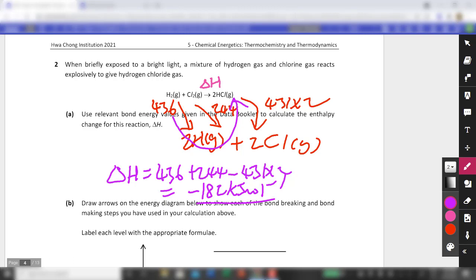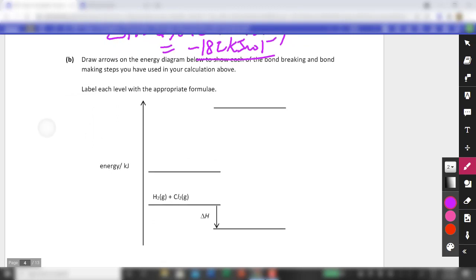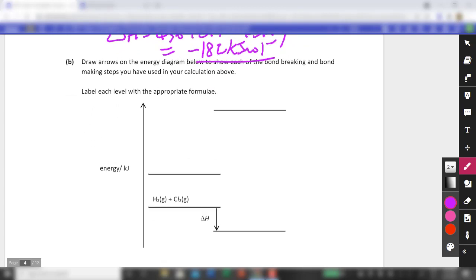I know that again in our notes there's things written along the line that, oh, you know, you can easily calculate enthalpy change in reaction by summing bonds broken minus summation of bonds formed, but as you always heard from me in the tutorials and the lectures, I don't really like to go through formulas. Okay, if you understand the fundamentals, you don't really need all these formulas. Okay, then the final thing is where I'm supposed to draw arrows on the energy level diagram below to show each of the bond breaking and bond making steps you have used in your calculation above. Okay, so, well, I mean, that shouldn't be too difficult.